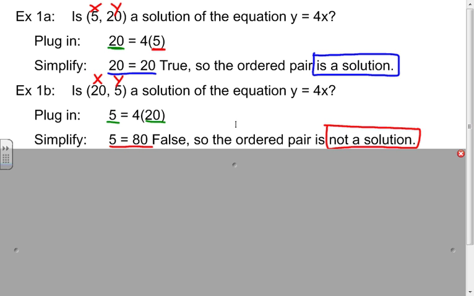So you've got one example of each. Plug in the numbers, do the math. If you get something that's true, it is a solution. If you get something that's false, it's not a solution. That's the first type of problem we're doing in this lesson. Second type.